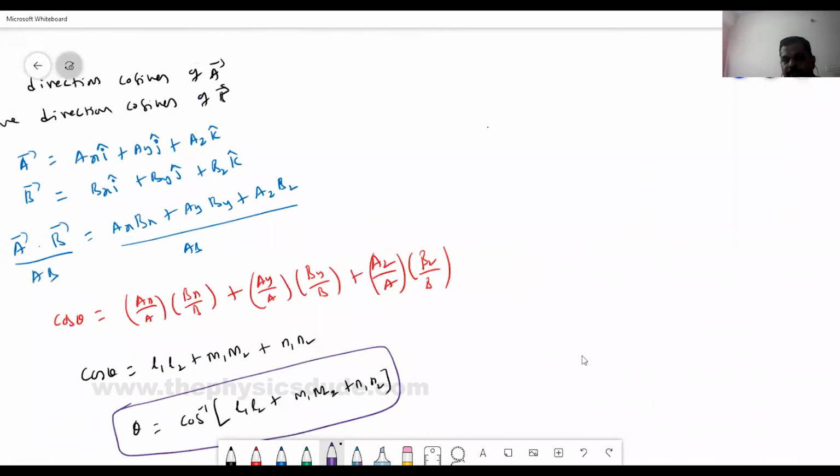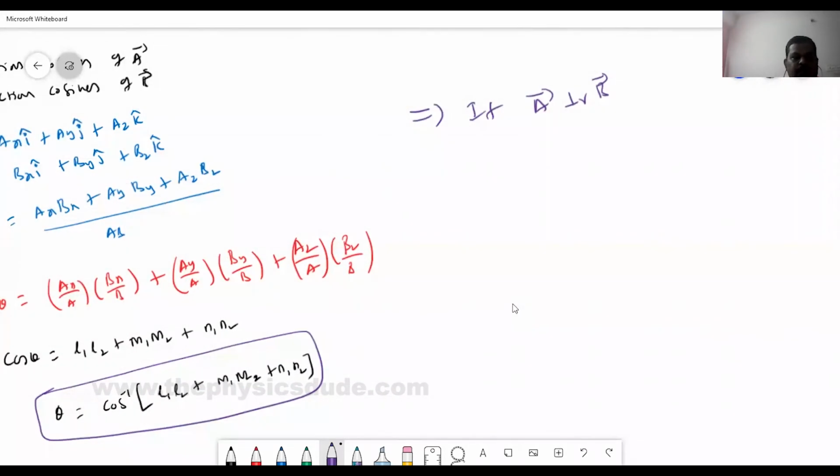Sometimes they say that suppose A bar is perpendicular to B bar. The moment I say A bar perpendicular to B bar, what is theta? Theta is equal to 90 degrees. So what is cos 90? It is 0. So we can write cos 90 is L1 L2 plus M1 M2 plus N1 N2.